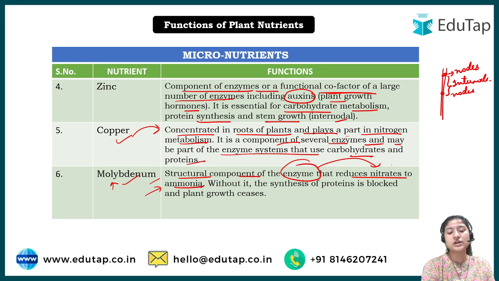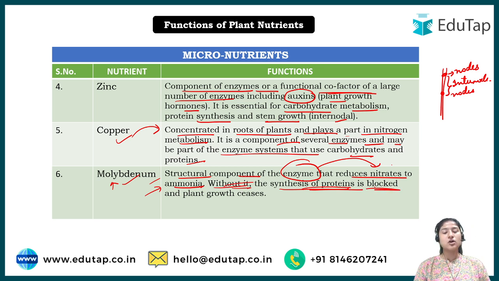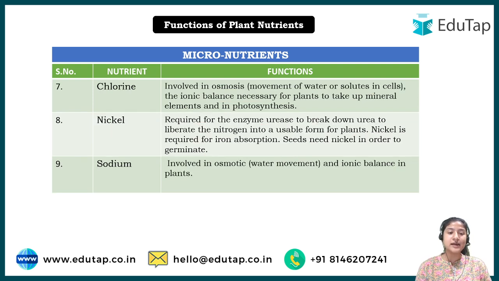See, another important point: without it the synthesis of proteins is blocked. If molybdenum is not there, production of protein will not take place. It is such an important point. So if asked in a question, the question can be asked like this: due to the absence of which of the following elements can protein synthesis not take place? Then the answer is molybdenum, right? You're looking at what kind of questions can be asked.